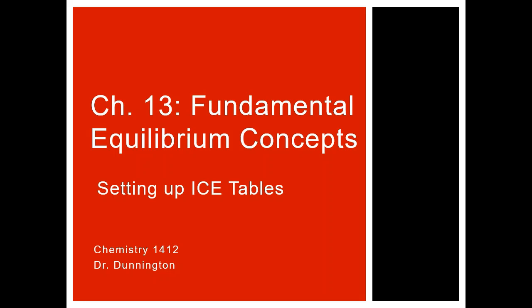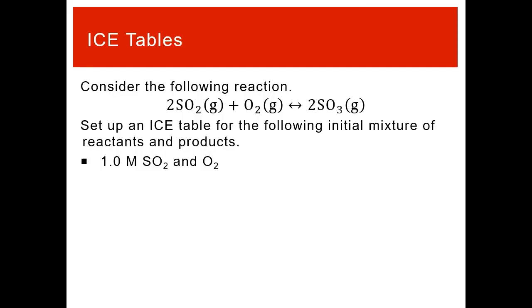We're going to spend some time looking at a handful more examples of just setting up ice tables, not getting into the algebra, just working with the ice table part. Consider the following reaction: 2SO2 plus O2 becomes 2SO3. Set up an ice table for the following initial mixture of reactants and products. I've got 1.0 molar SO2 and O2.